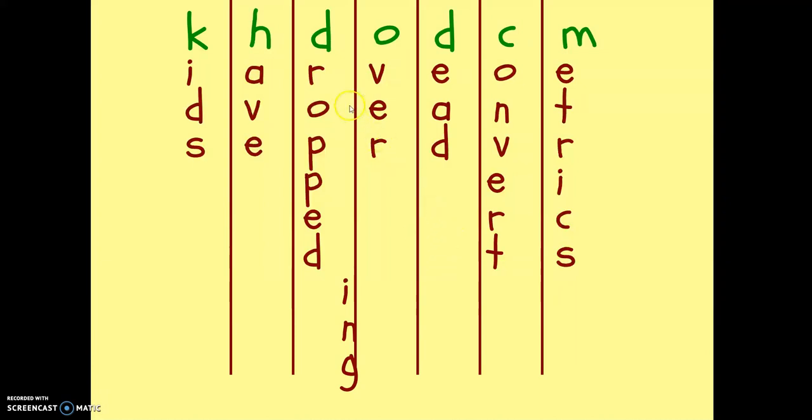So a convenient way to memorize this is: kids have dropped over dead converting metrics. Kilo, hecto, deca, base unit is O. And we just say it's O to fit this little mnemonic device. D, dead is deci, centi, and milli. So we have kilo, hecto, deca, base unit, deci, centi, and milli. And we'll learn how to convert these later on.